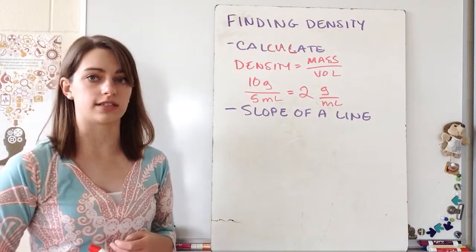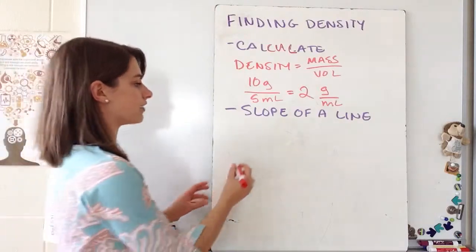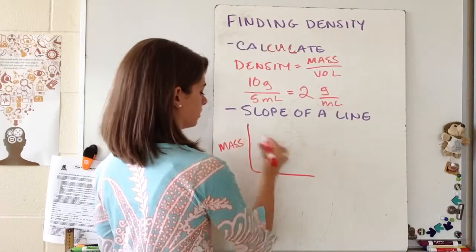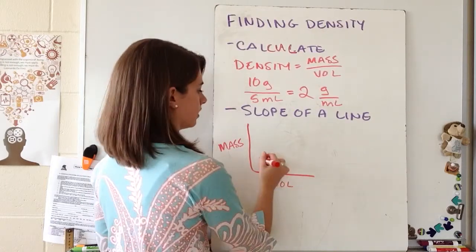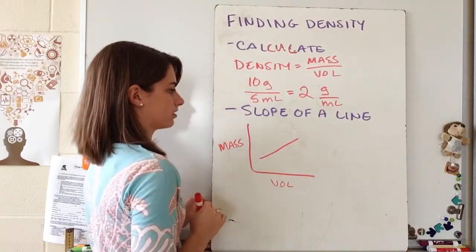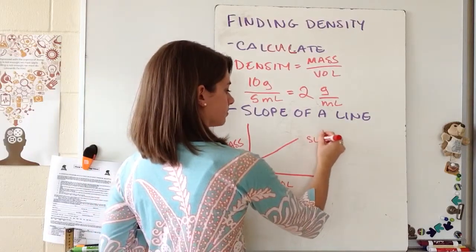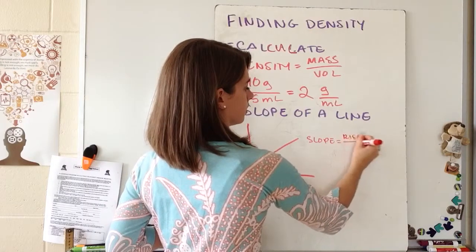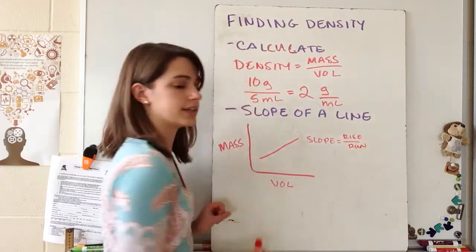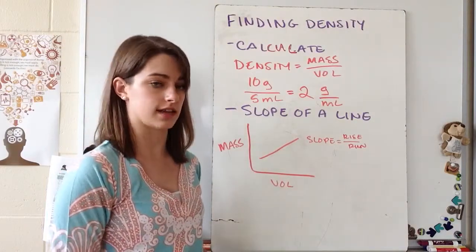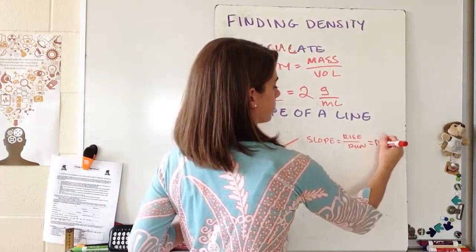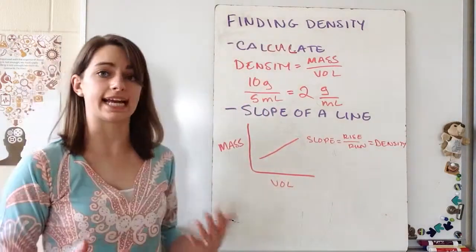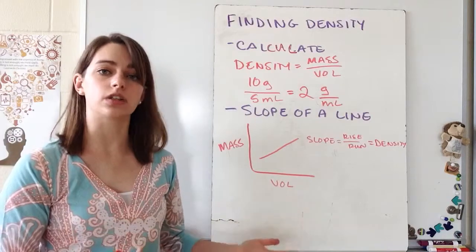Another way that I can calculate density is from the slope of a line from a specific graph. If I have a graph of mass versus volume, and I plot my data and I get a line, the slope of this line, which is equal to rise over run, just like you calculate slope in math class, it's exactly the same. That slope is equal to the density. So if I have a graph, I can calculate the slope of the line, and that slope is the density of the substance.